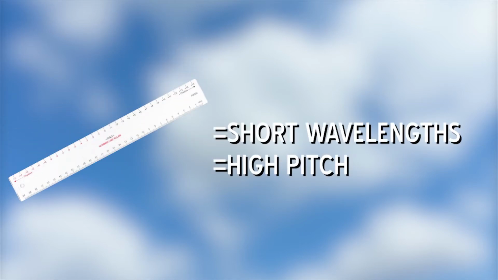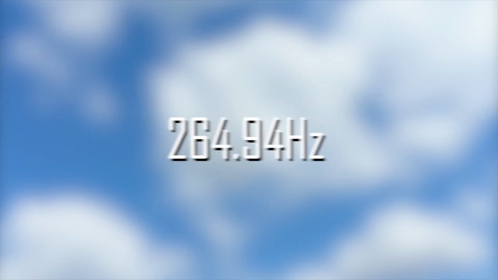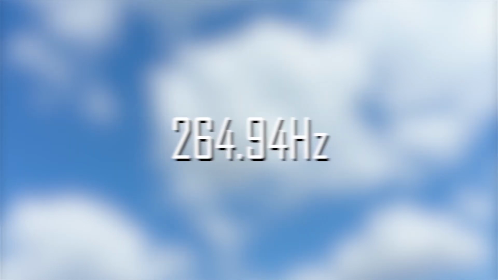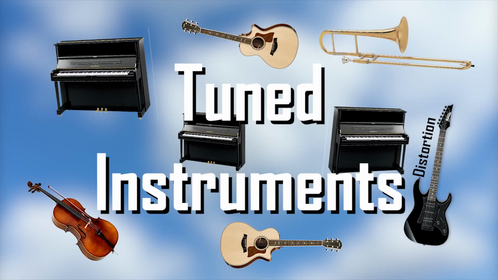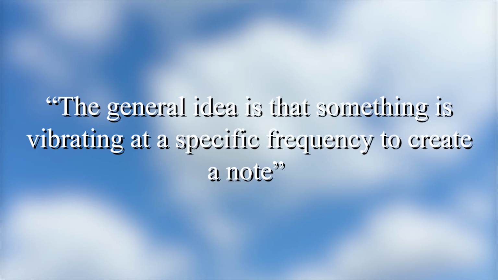Objects vibrating quickly produce short wavelengths, creating a high pitch, and objects vibrating slowly produce long wavelengths, creating a low pitch. In music, specific pitches are called notes. For example, this pitch is 264.94 Hz, which in music is the note B. In tuned instruments, the general idea is that something is vibrating at a specific frequency to create a note.